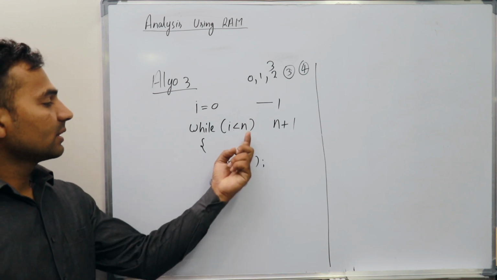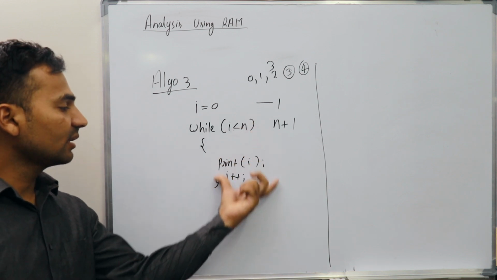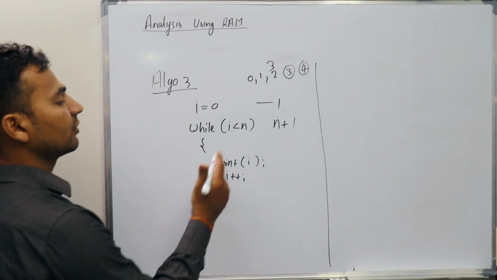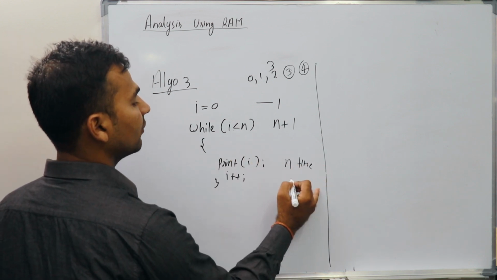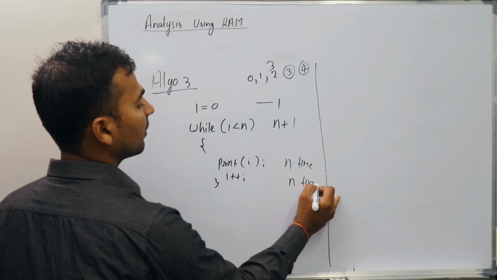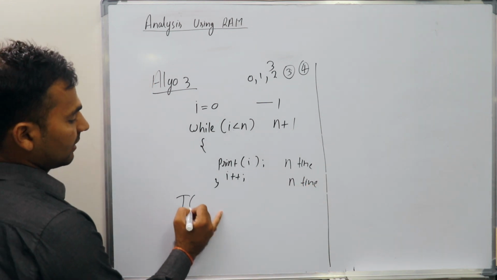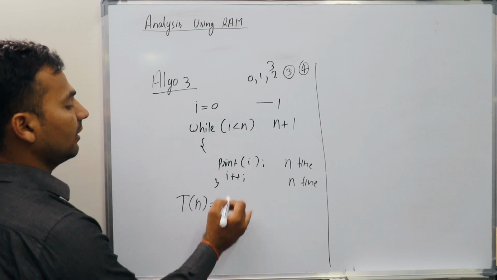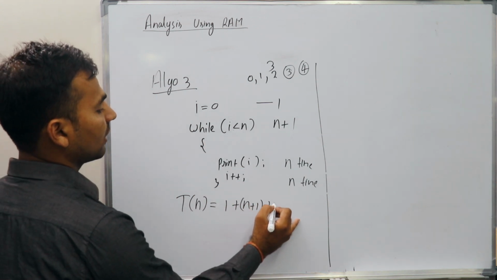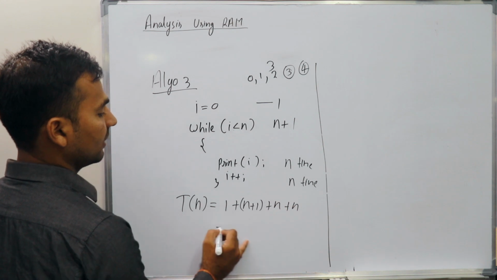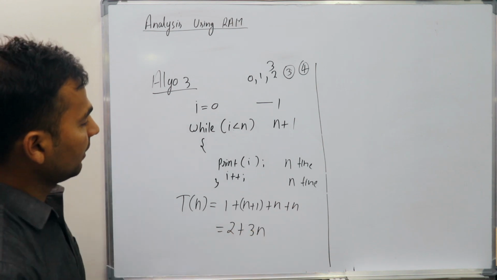Now how many times does the body of the loop execute, or the primitive operations inside the body of the loop execute? It executes n times, and this also executes n times. Now how do we analyze? We write a mathematical function as T(n), then we write 1 plus n plus 1 plus n plus n. This is 2 plus 3n, right?